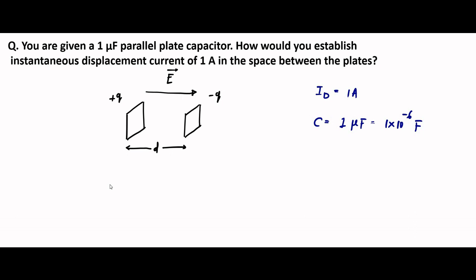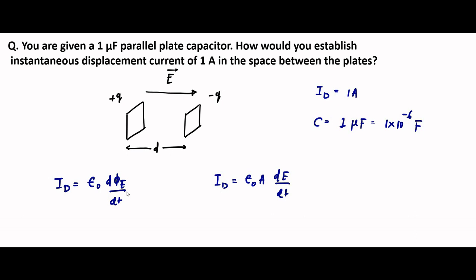So here we have to refer to the basic expression of displacement current. ID is equal to epsilon 0 d phi e by dt. This is the first way. The second way is epsilon 0 A dE by dt. We have already derived these two expressions in the displacement current video, so please watch that video.